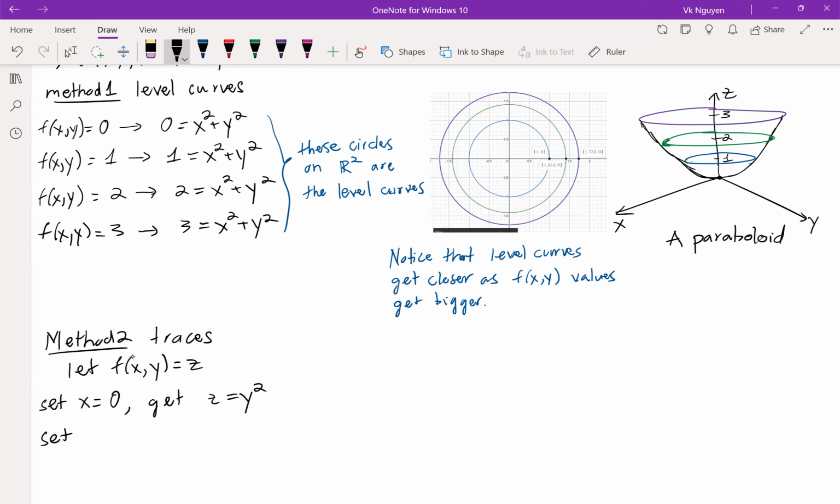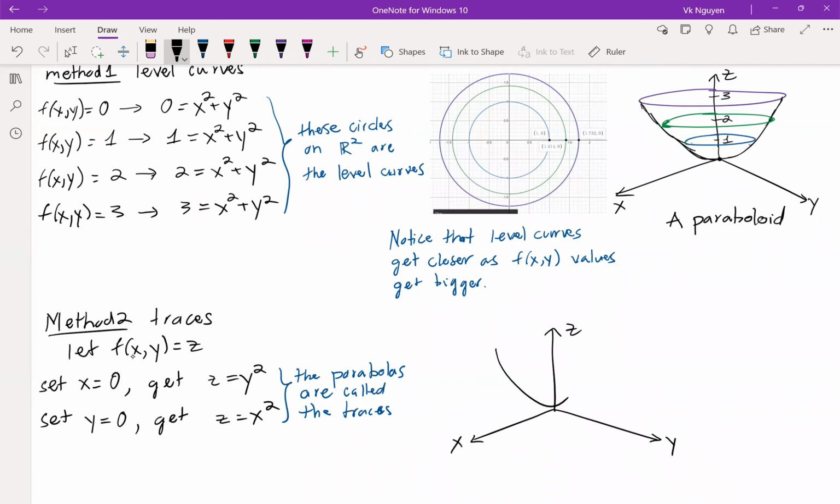Set y equal to 0, get z equals x squared. Oh, another parabola. These parabolas, I'll call traces. z equals y squared is going to be a parabola. A little ugly here, but this is z equals y squared, and for the other one, it's going to be z equals x squared.